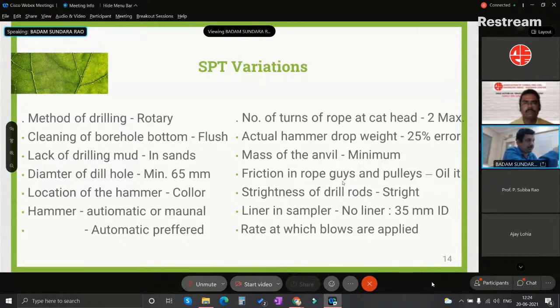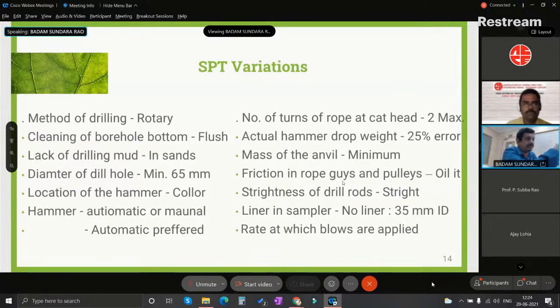Minimum diameter should be maintained as 65 mm. And the location of the hammer depends upon the drill length that was inserted into the borehole. We have the anvil placement, that is, the anvil and the dropping mechanism is just at the collar surface or at some depth above the ground surface. This height also plays an important role.